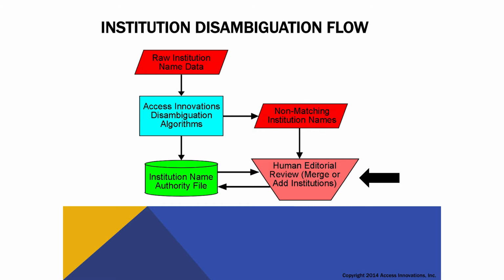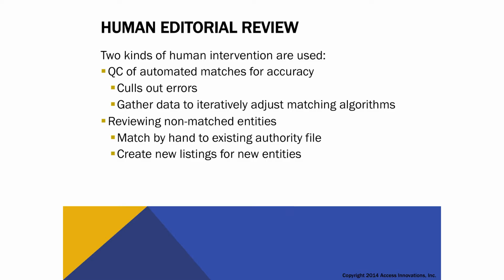So this is where the human editorial review comes in, which is something that we do a little bit of every day. So there's two types. One is a QC. You have to check the stuff that was done automatically.